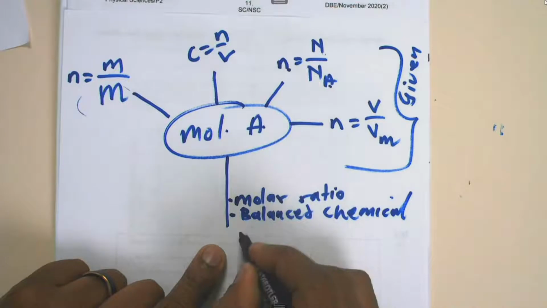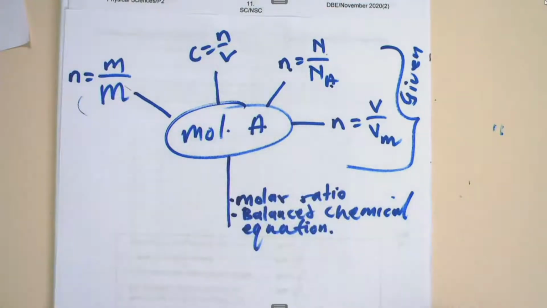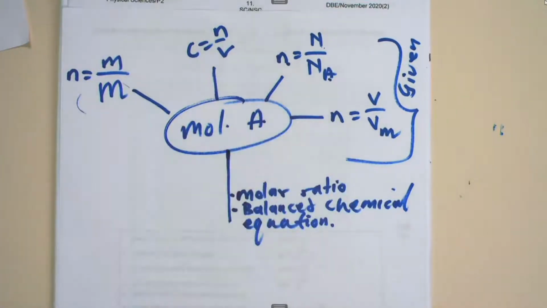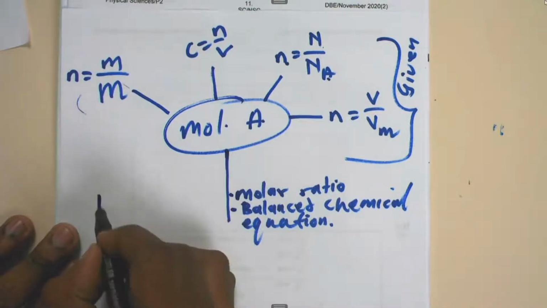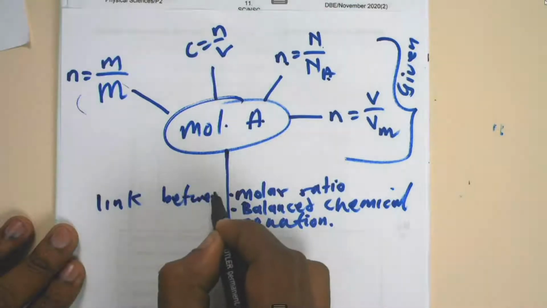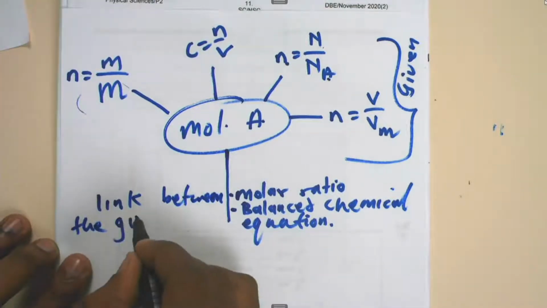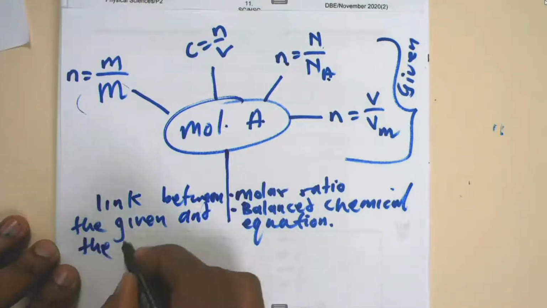Balanced chemical equation, 100%. From the balanced chemical equation, what does the molar ratio do? Now we have a link between the given and the unknown.